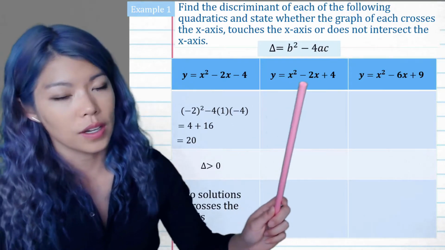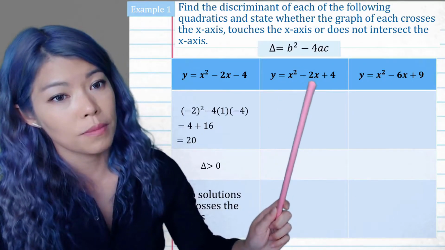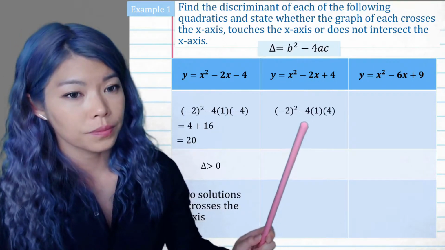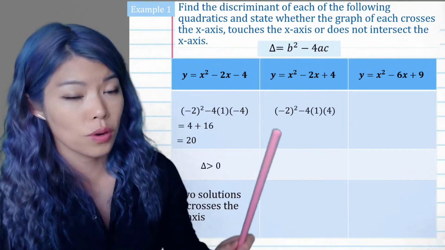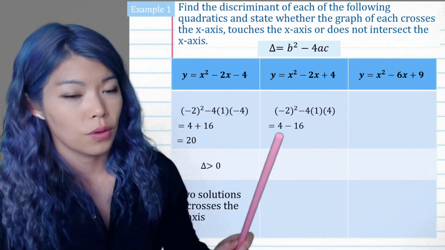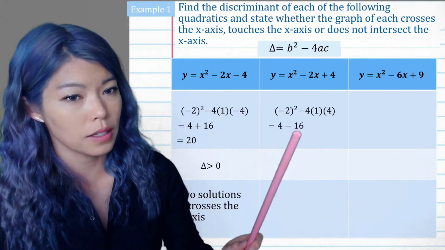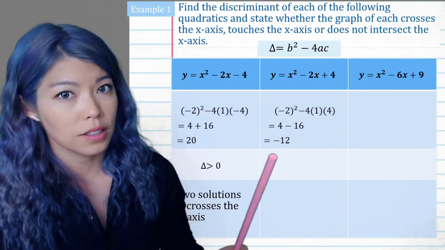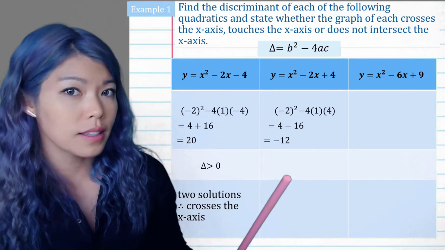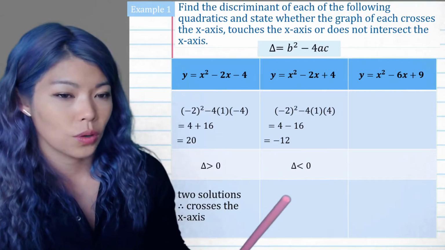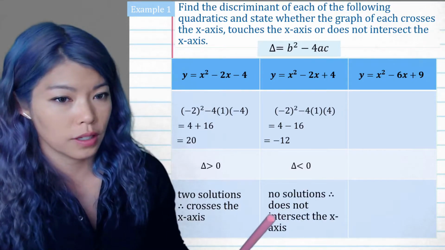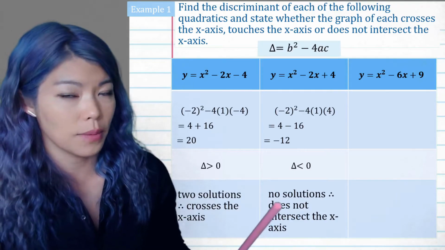Let's try this one. Here we have a is 1, b is -2, and c is 4. Plugging it into the discriminant, we get 4 minus 16. This time minus 4 times positive 4 gives us a minus 16. So we have -12, and the discriminant is less than 0. So we have no real solutions, and it has no x-intercepts at all.